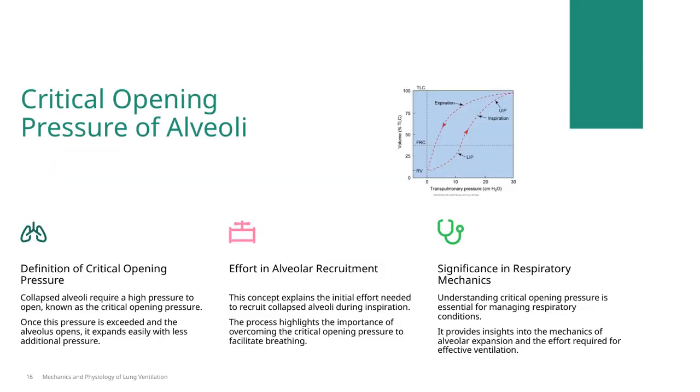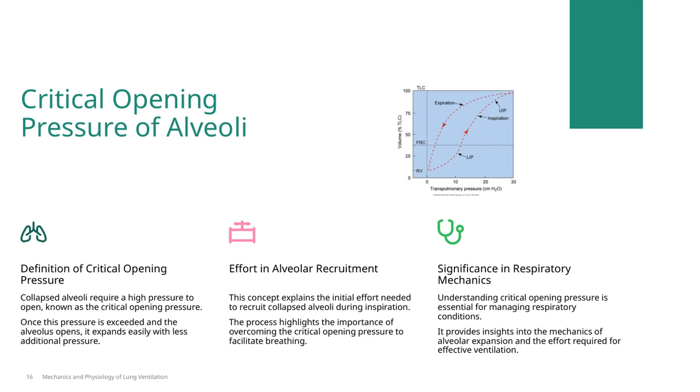Let's talk about the effort involved in alveolar recruitment. This concept is all about the initial work your lungs do to open up alveoli that have collapsed. During inspiration, your lungs need to overcome a certain pressure to open these alveoli up so that gas exchange can occur efficiently. This is where the critical opening pressure comes into play.